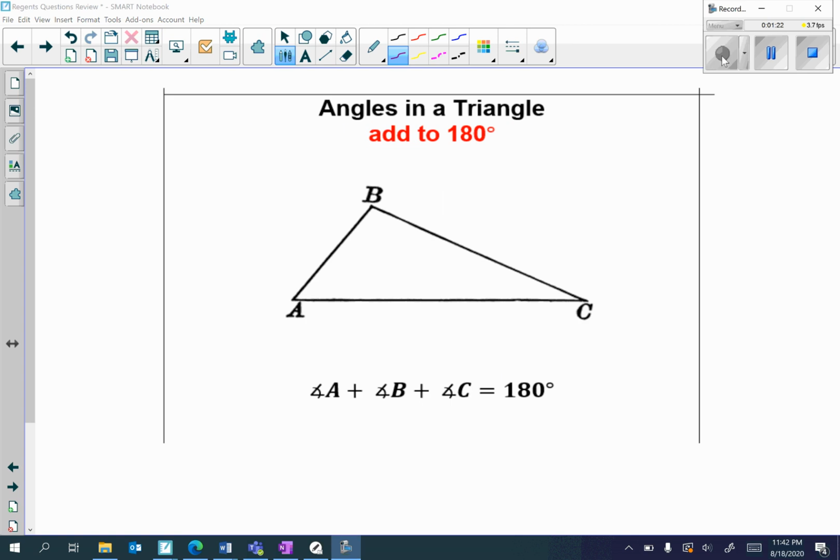Next, I have angles in a triangle add to 180 degrees. These are known as interior angles. So if I add angle A plus angle B plus angle C, that equals 180 degrees. Always look for angles inside a triangle because they add up to 180 degrees.